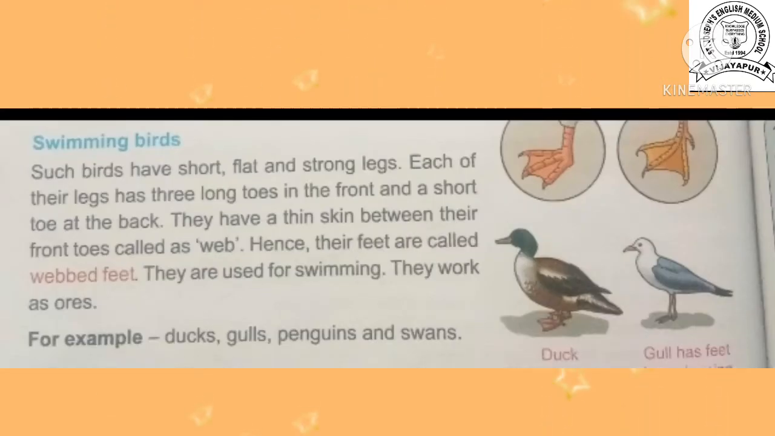Swimming birds. Such birds have short, flat and strong legs. Each of their legs has 3 long toes in the front and a short toe at the back. They have a thin skin between their front toes called a web. Hence their feet are called webbed feet. They are used for swimming. They work as oars. For example, ducks, gulls, penguins and swans.